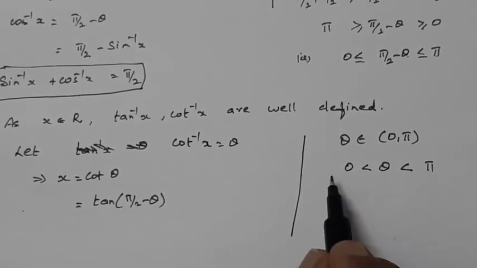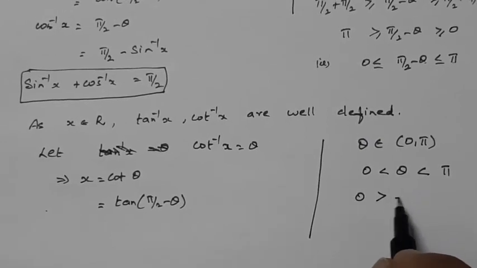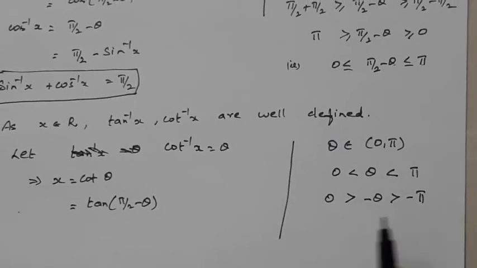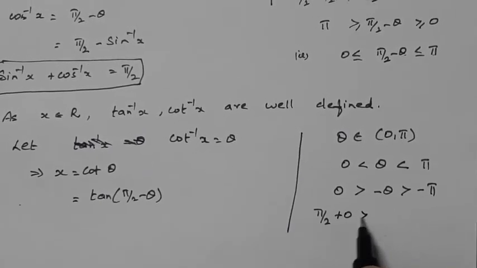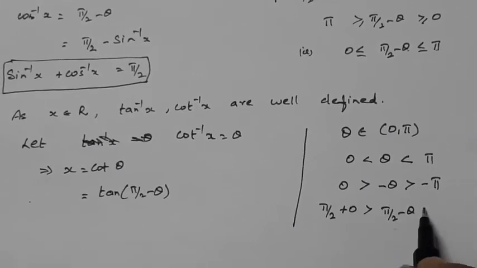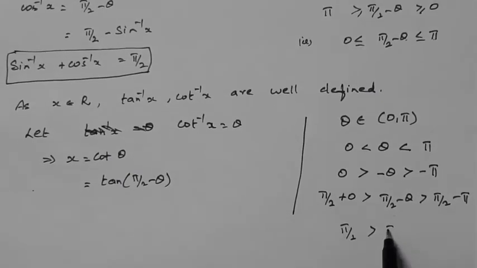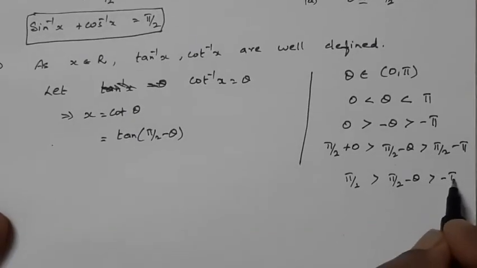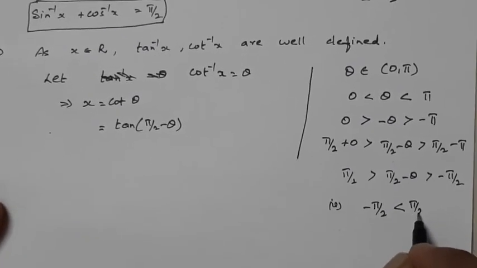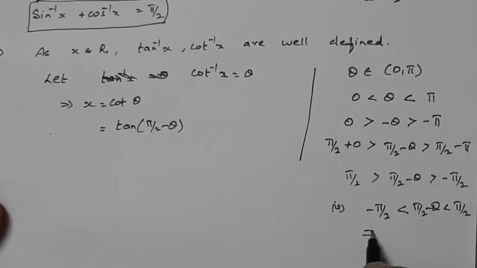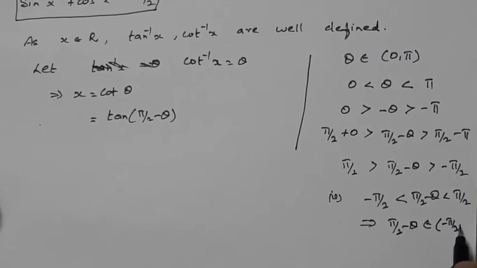Now again let us multiply throughout by minus. The inequality will get reversed. Minus theta is greater than minus pi. Then adding pi by 2 as in the previous case, pi by 2 is greater than pi by 2 minus theta is greater than pi by 2 minus pi. That is pi by 2 is greater than pi by 2 minus theta is greater than minus pi by 2. So minus pi by 2 is less than pi by 2 minus theta less than pi by 2. This implies that pi by 2 minus theta belongs to the open interval minus pi by 2 to pi by 2.